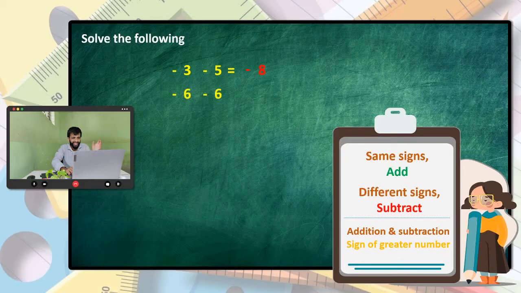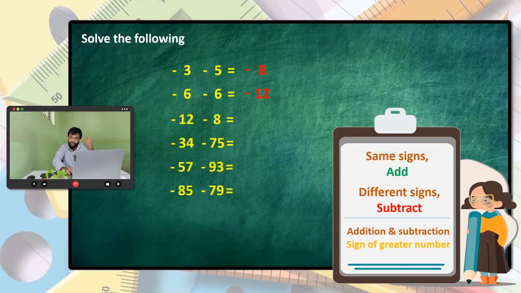Next, negative 6, negative 6. Now in this case both the numbers are same, so first of all same signs, add, so it will become 12, and there's no greater number as such, so whatever the sign is we will put. You can solve these two, and these two. Please solve, and you can write all the answers in the comment section. I'll be happy to check them out for you. Feel free to do that.